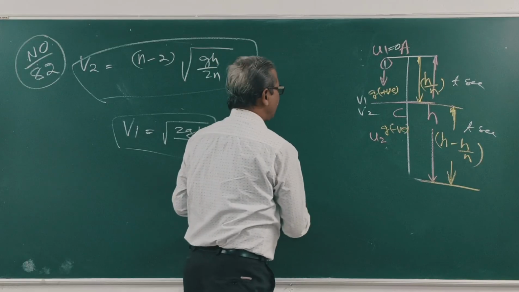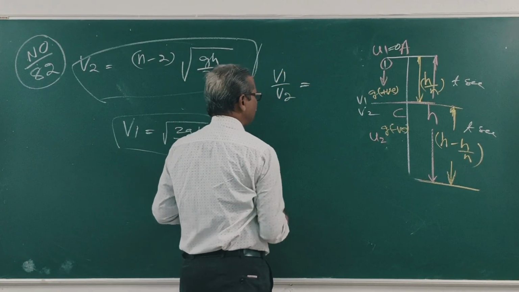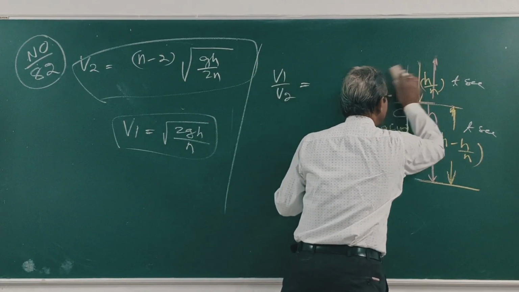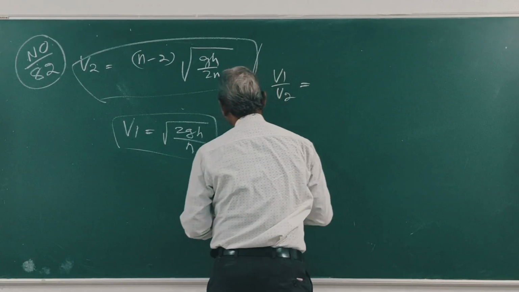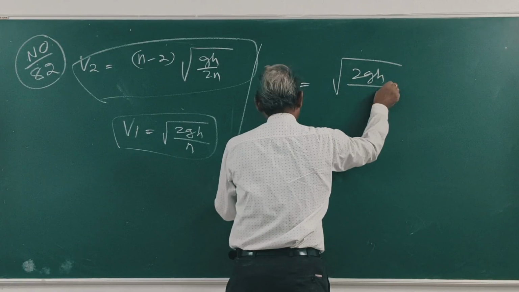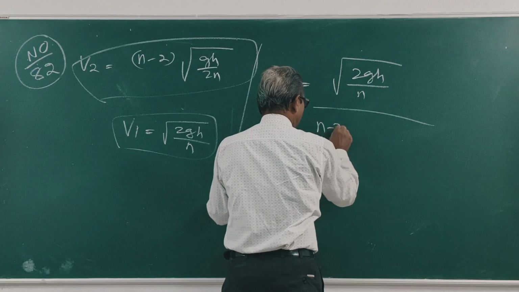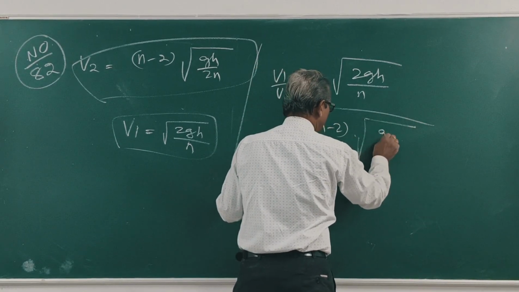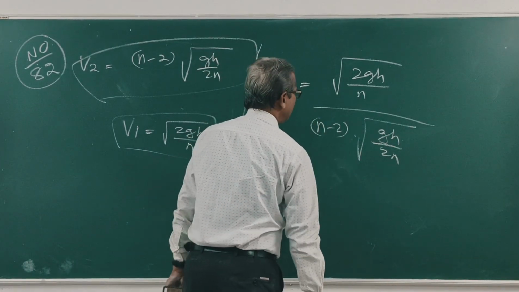Now V1 by V2 is equal to what? V1 is root 2gh by n, whole by n minus 2, into root gh by 12, right?